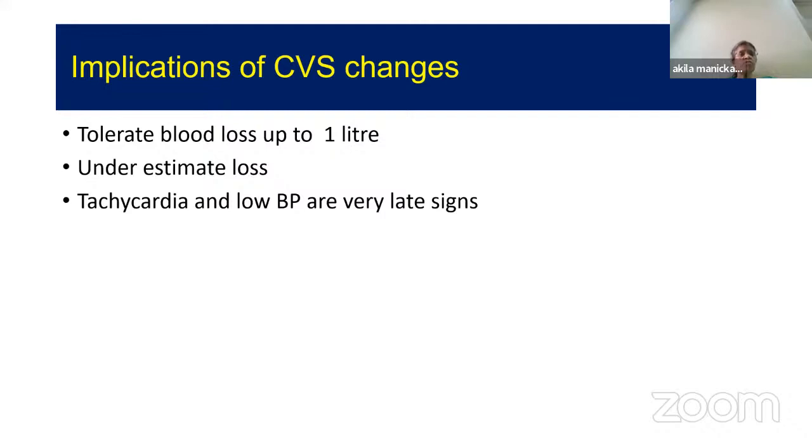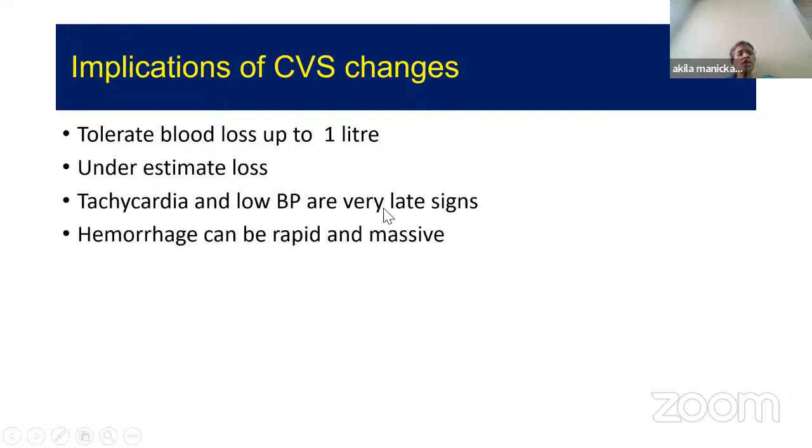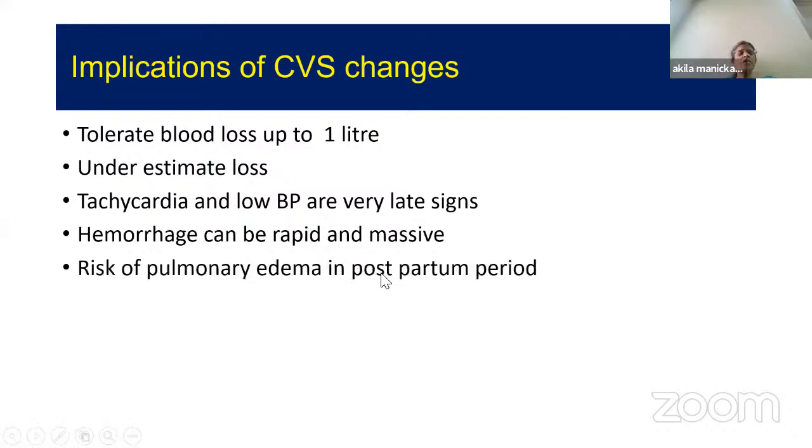The next thing we have to do is communicate with the surgeon regarding the uterine tone. Whenever they start massaging, it is an indirect clue for you that the patient is losing something, and you get ready with your other venous access and colloids or blood in case it is needed. So you don't wait for tachycardia and low BP to set in in an obstetric patient who's bleeding, because hemorrhage can be very rapid and massive, as I already told you.